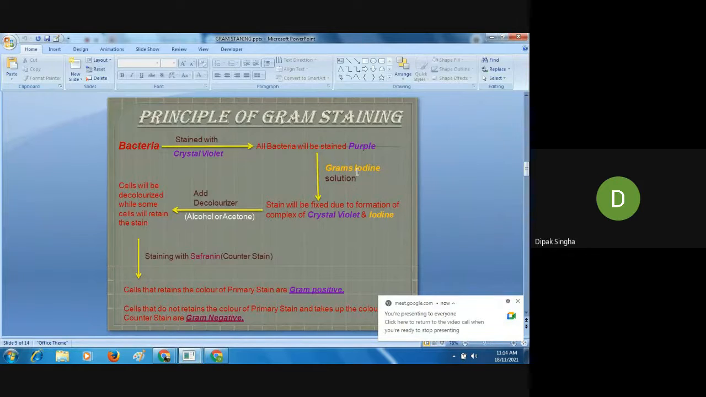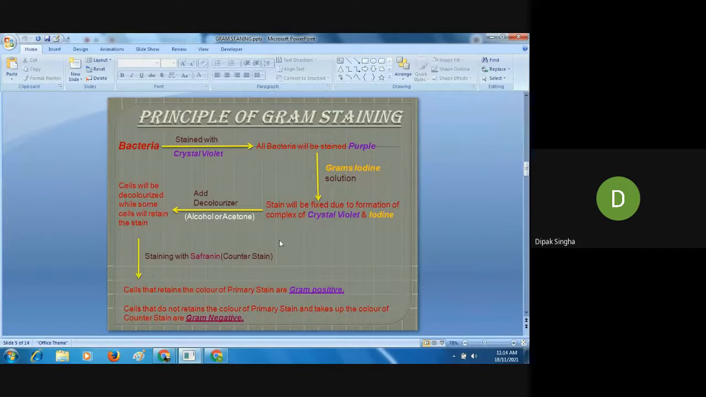Then the gram iodine solution was added. What is the function of iodine solution? Actually, if it is a gram positive, then the iodine solution with crystal violet forms a complex and a permanent color will be produced. But mind that this is only if the bacteria is gram positive, otherwise a permanent color cannot be produced.